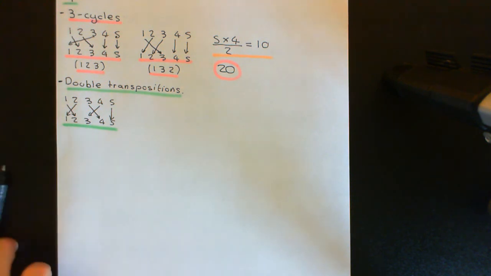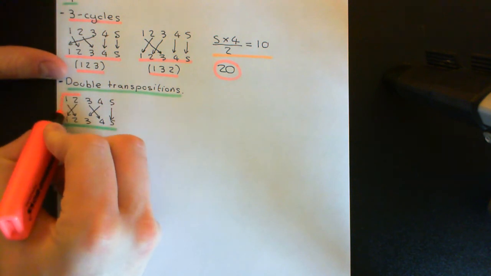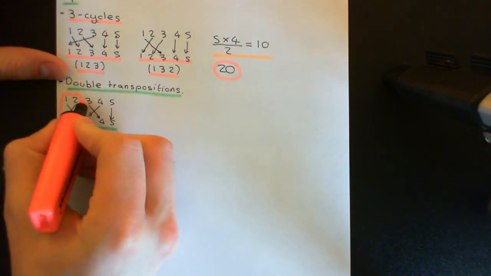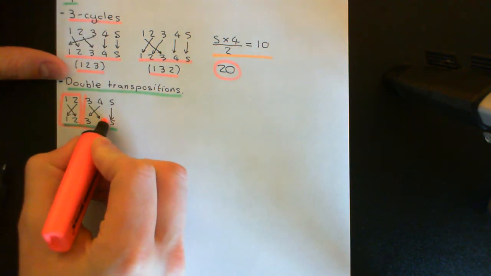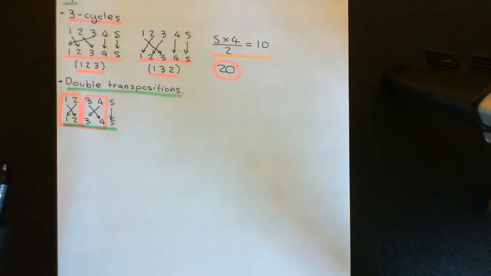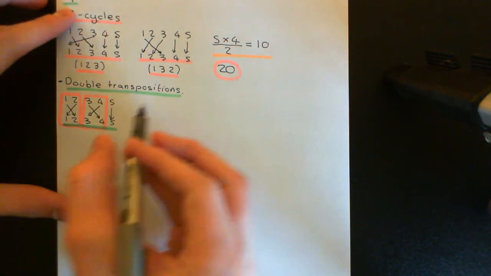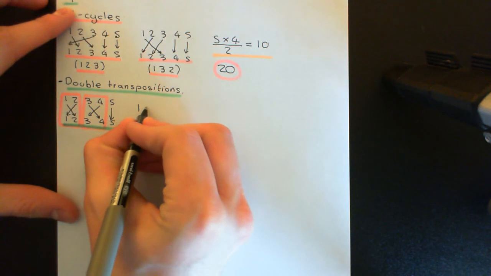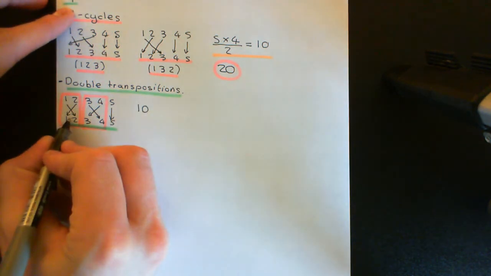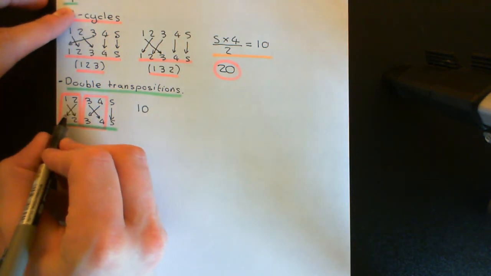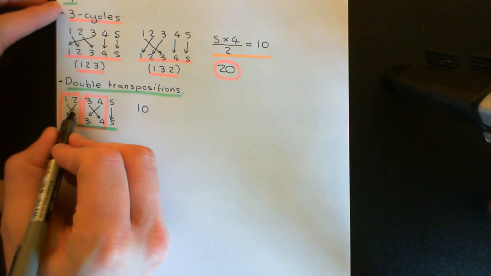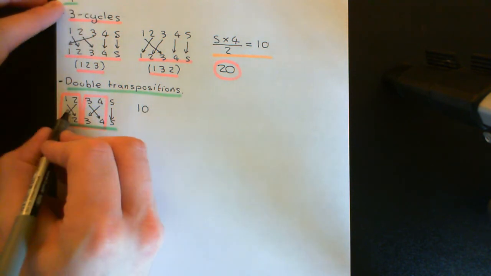So we have to pick one pair as our first transposition, and then from the remaining 3 elements we have to pick another pair. Firstly, how many ways are there of picking a pair from 5 elements? We've already worked that out. There are 10 different ways of picking your first pair. All you have to do is pick a pair of elements to swap around, so there are 10 different ways of doing that.